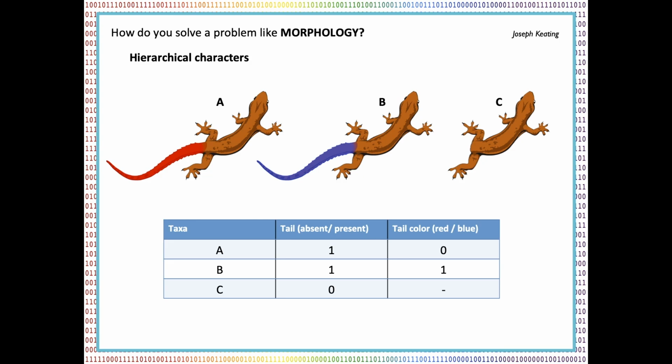Perhaps the most frequently encountered type of linked characters are those that are hierarchically nested. Take these lizards, for example. We can capture the variation they exhibit in two discrete characters, the absence or presence of a tail and the colour of that tail. However, we can immediately see a problem with this solution. Observing tail colour is contingent upon the taxon possessing a tail. What colour do we code for a tailless lizard?